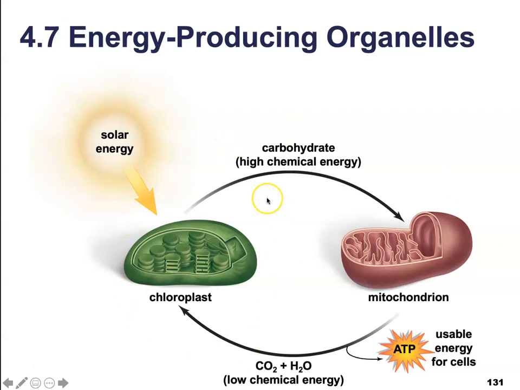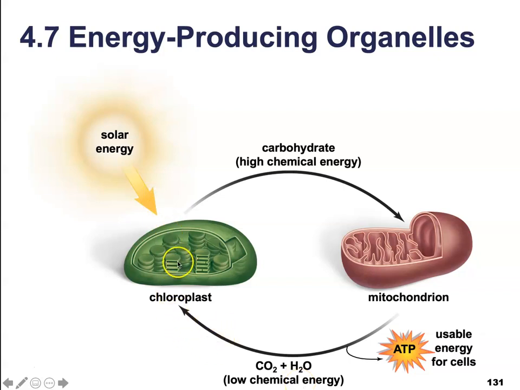So we're going to start off by talking about chloroplasts. Now, the interesting thing about chloroplasts is that they're ultimately going to be responsible for turning solar energy into chemical energy. They convert solar energy into carbohydrates. Then mitochondria are going to be used for turning that chemical energy into usable energy for the cells, and then converting it back into carbon dioxide and water, a lower chemical energy.